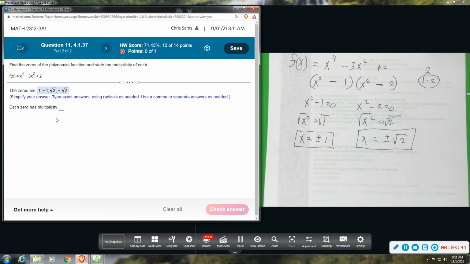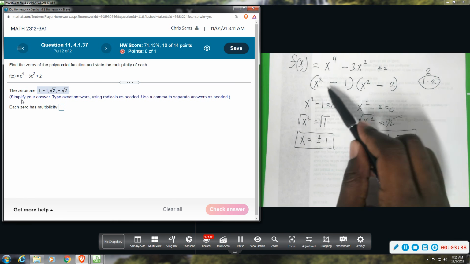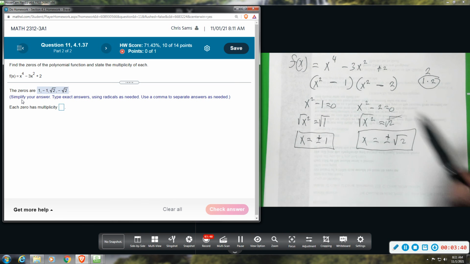All right, so now we want part 2. Each zero has a multiplicity, so how many times does each zero occur? So from the factored form, we didn't have any squares or cubes. Each of these numbers only occur one time.